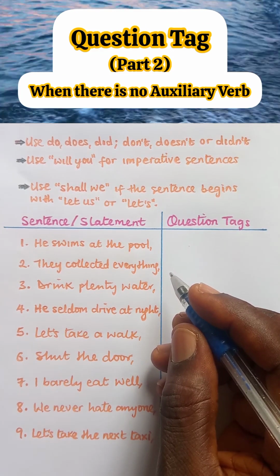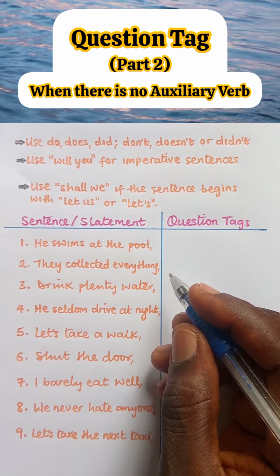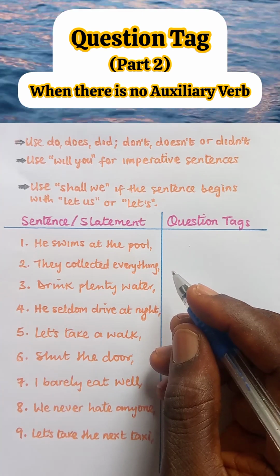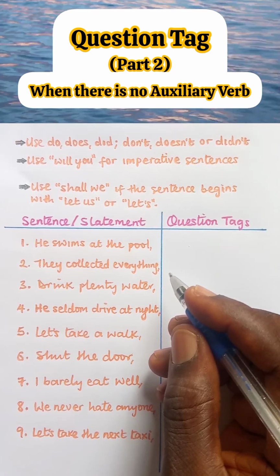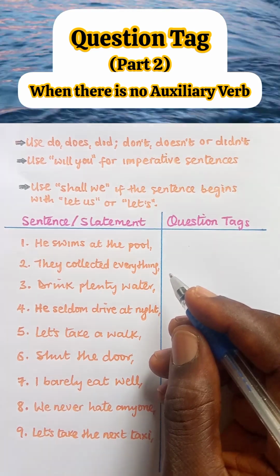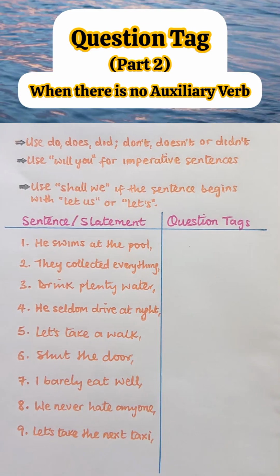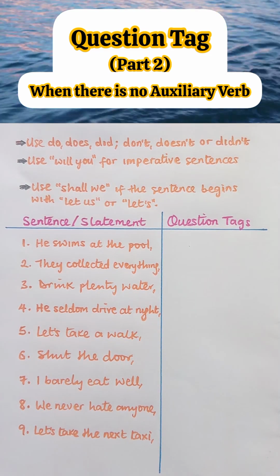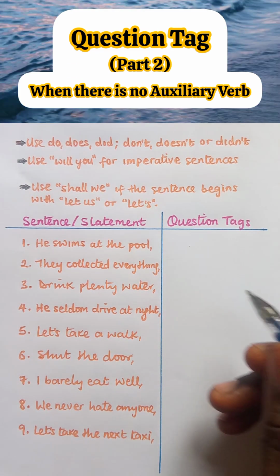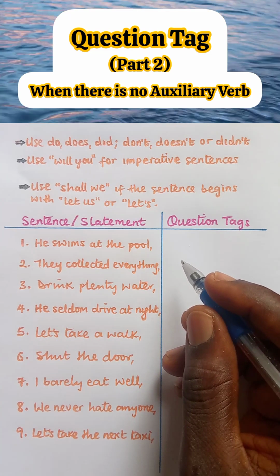Question tag part 2, when there is no auxiliary verb. In part 1 of question tag, we considered statements or sentences that contain auxiliary verbs, such that the auxiliary verbs were used in creating the question tag. In part 2, we are considering sentences that do not contain auxiliary verbs.